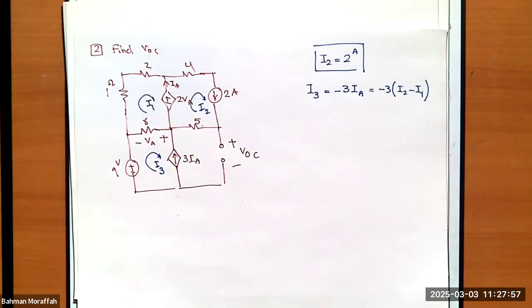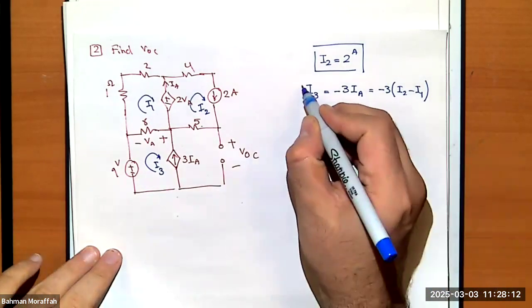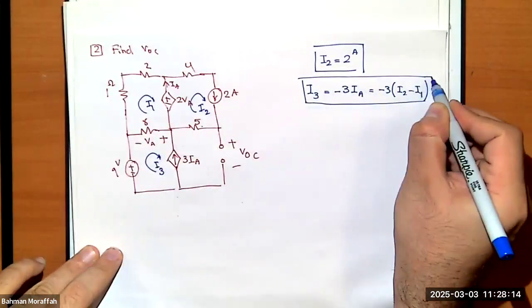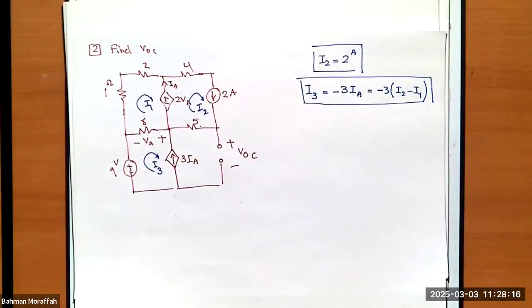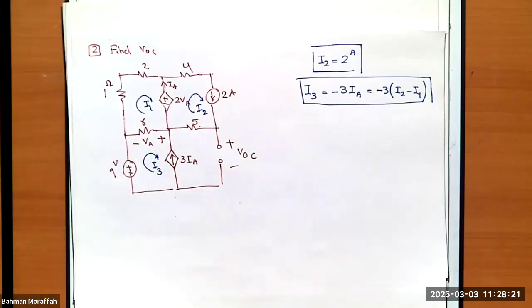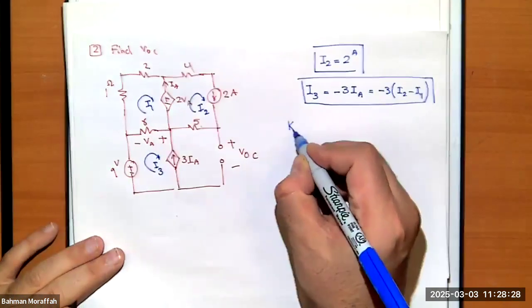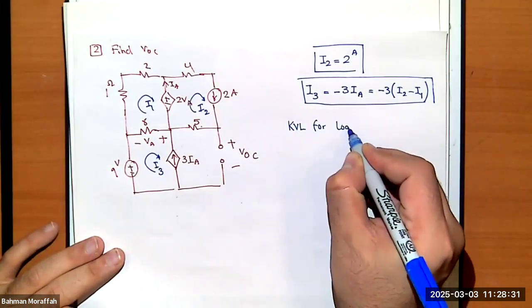Now, if I look at this equation, it is in terms of I1, I2, and I3. So I know exactly what they are. So that's good. Right? Can I write a KVL for loop 1? I can, right? There's nothing in there that's preventing me from writing a KVL. So KVL for loop 1.